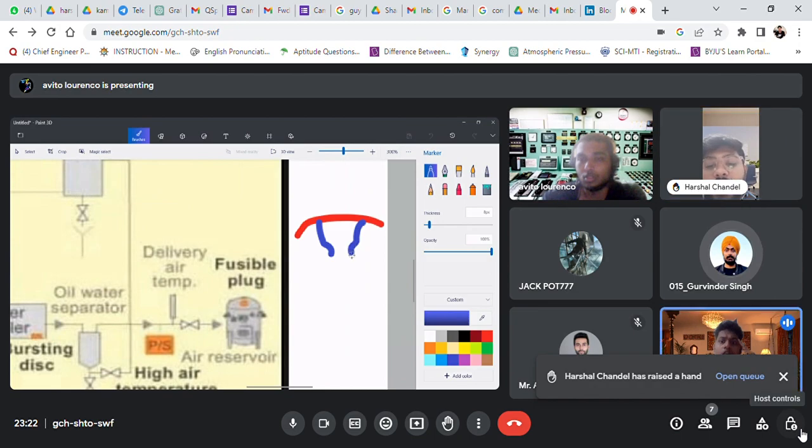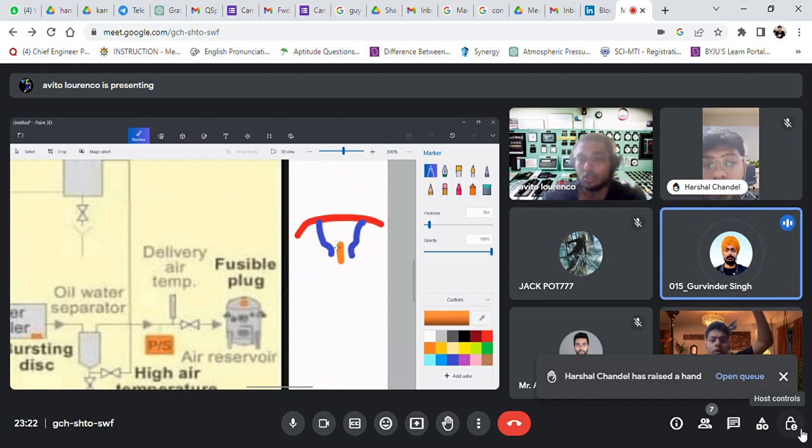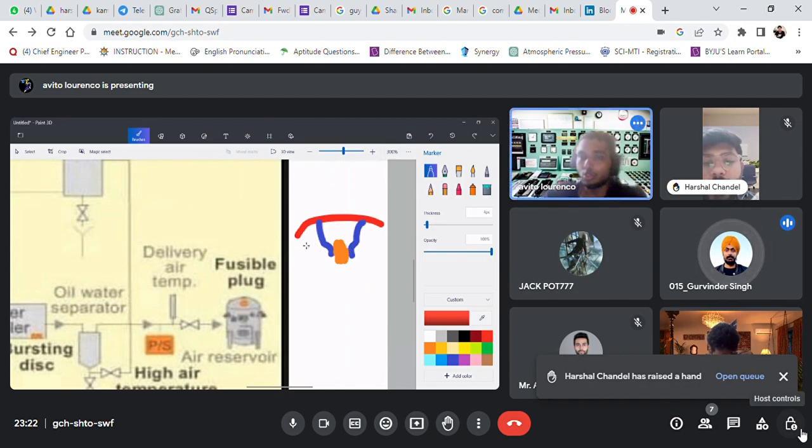These are all electrical components, right? Electrical components can be damaged, but a fusible plug is mainly a mechanical part, so it cannot go wrong as easily compared to electrical components.